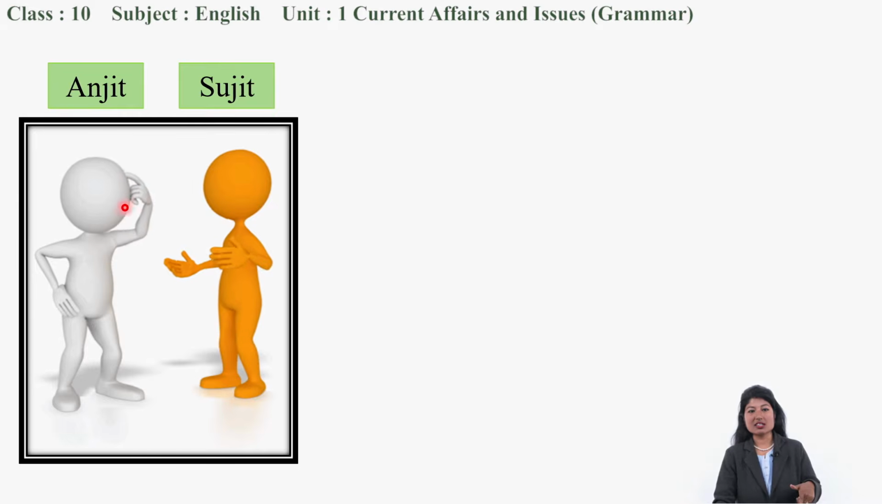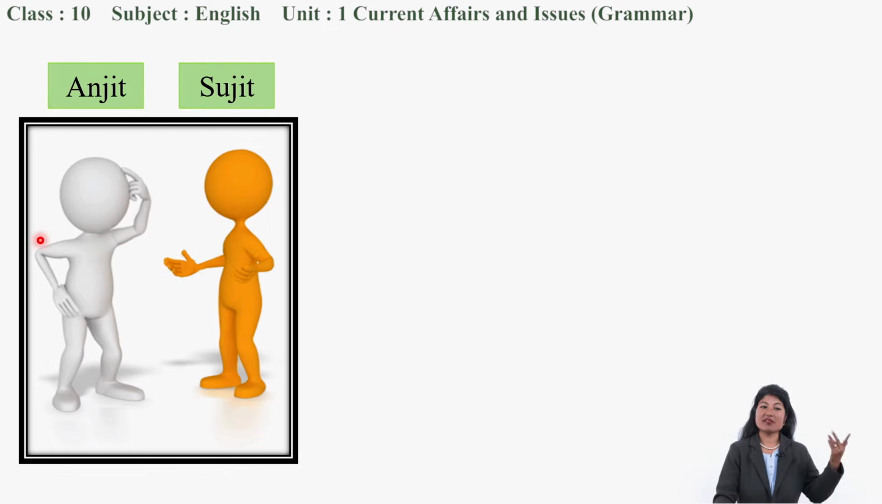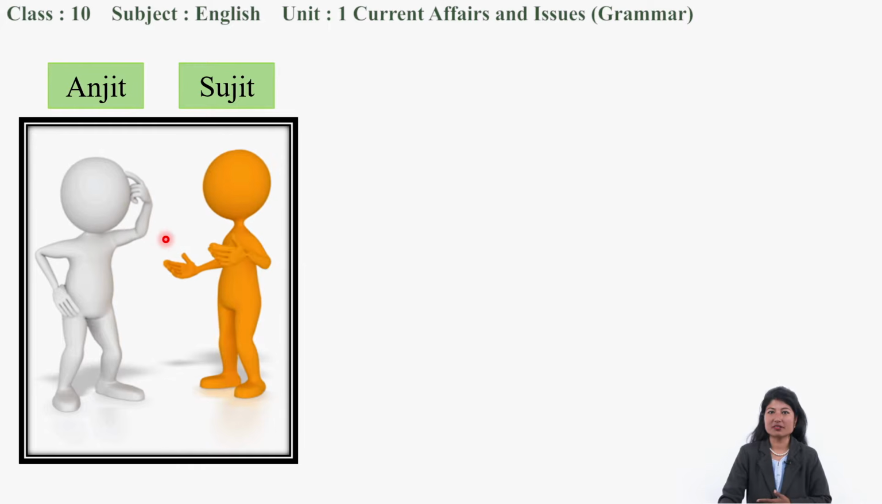So Anjit is reporting, explaining whatever Ranjit said to Sujit. That is what reporting is. Two people talked, and if a person goes and tells the same conversation to a third person, that is reporting. So how will Anjit report it to Sujit? He will do it like this.